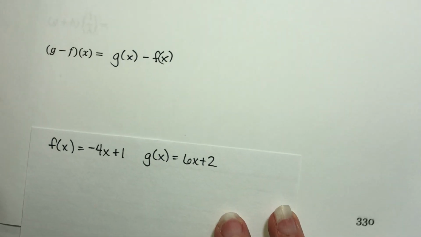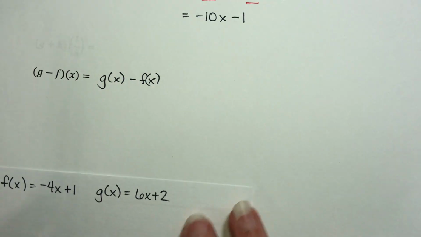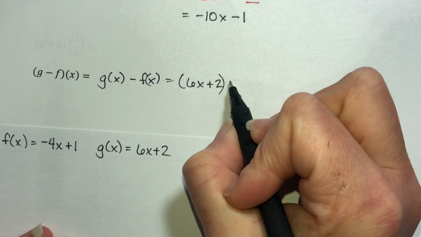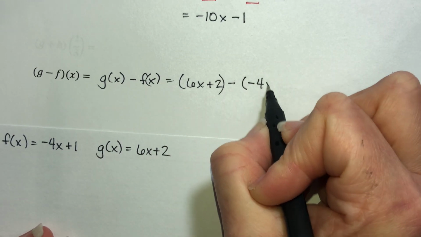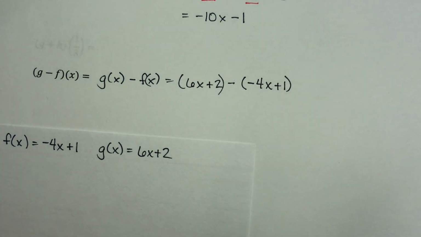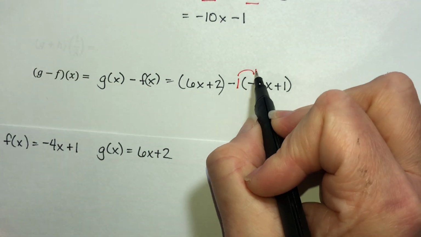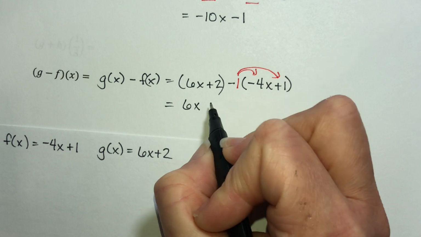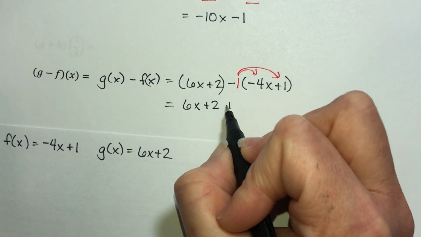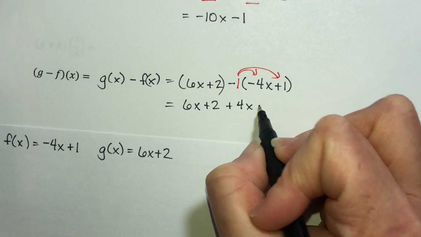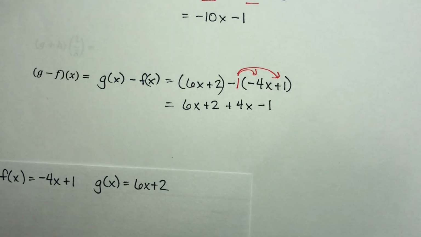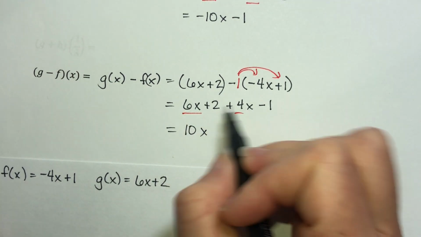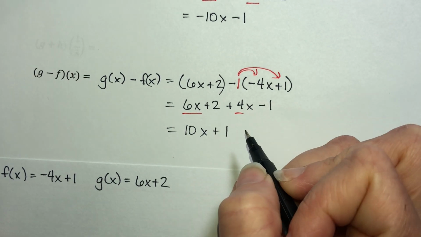Okay, so let's do a similar thing right here. But this time we're going to take g of x first, which is 6x plus 2. And I'm going to subtract negative 4x plus 1. This is a negative 1. I'm going to distribute. And I get 6x plus 2 is going to be plus 4x minus 1. And now combine like terms. 6x plus 4x would be 10x. And then 2 minus 1 is 1.